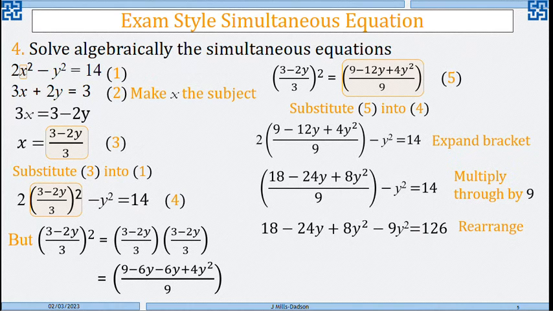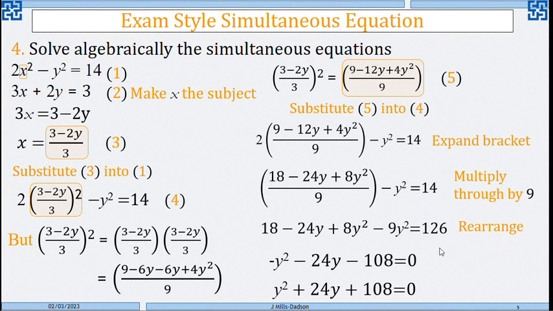The next step is to rearrange to form a typical quadratic equation, making sure one side is equal to 0. So I minus 126 from both sides. If you do that, you remember that 8y squared minus 9y squared is negative y squared. Minus 24y is the minus 24y. And 18 minus 126 is minus 108, and all equal to 0.